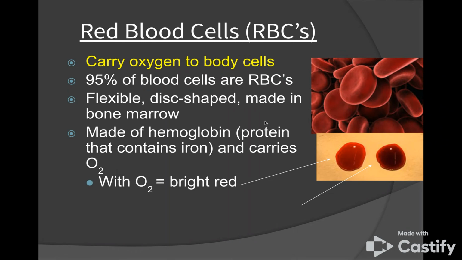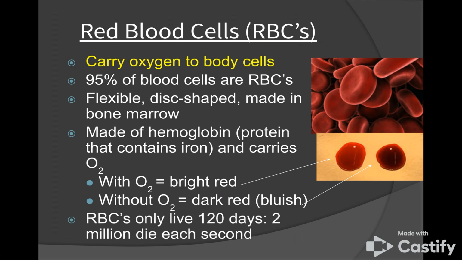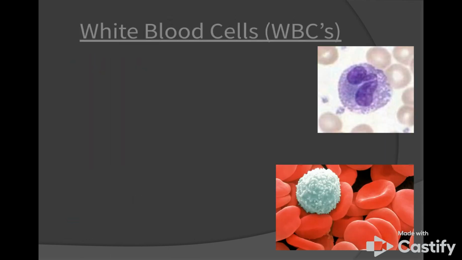With oxygen, it is bright red like this. Without oxygen, it is dark red. It is not blue or purple, although it can look that way when it's in your body. It just is darker because it doesn't have any oxygen. So it's either bright red or dark red. Red blood cells only live about 120 days. 2 million of them die every second, and they go to the liver to be decomposed, basically, and recycled.